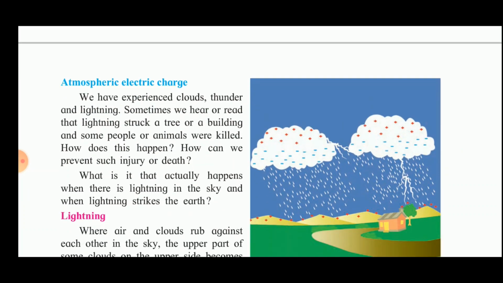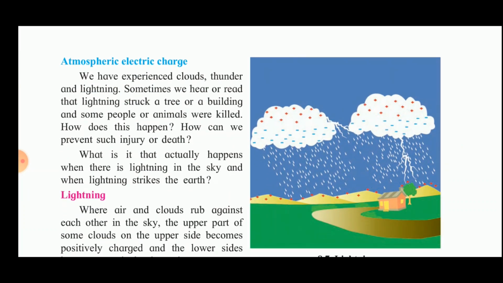Now, atmospheric electric charge. We have experienced clouds, thunder and lightning. Sometimes we hear or read that lightning struck a tree or a building and some people or animals were killed. Now, how does this happen? How can we prevent such injury or death? Now, what actually happens when there is lightning in the sky and when the lightning strikes the earth?